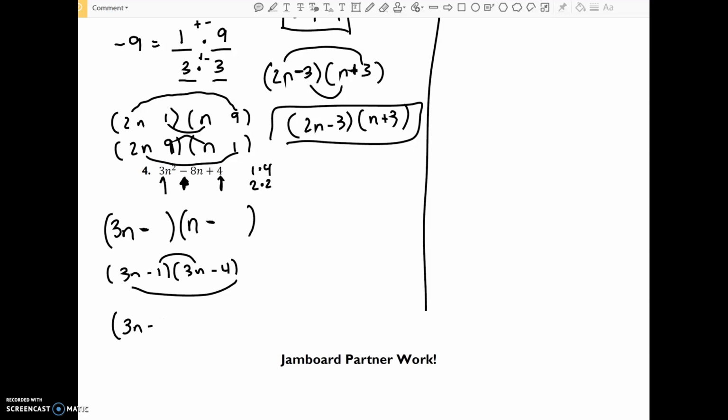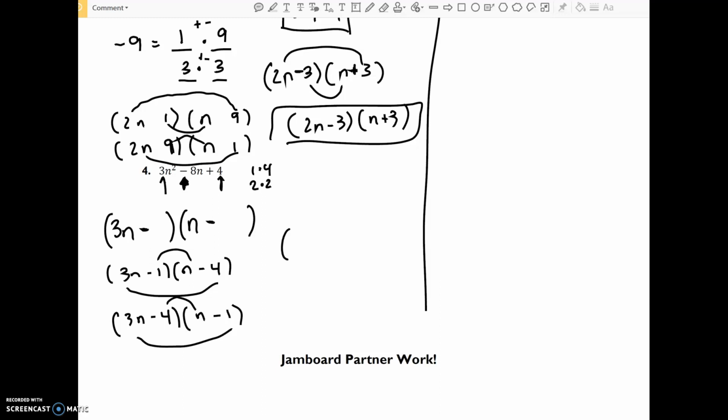Oh, folks, what am I doing? Stop, Mr. G. N minus 4, duh. Negative 12n, negative 1n, negative 13n. Still doesn't work. If I flip-flop the spots for the 4 and the 1, negative 3n when I multiply those, negative 4n when I multiply those, add those together, it's negative 7n. Very close, not what we're looking for.